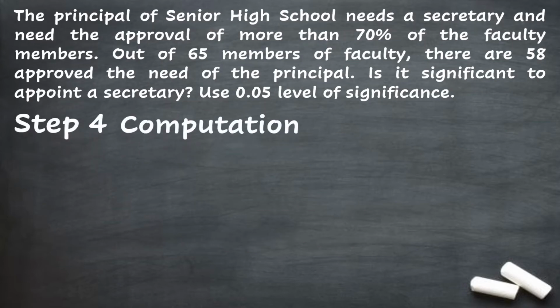Step 4 is the computation. For solving, we have to identify the given values first. So we will start with the sample proportion. For us to get the sample proportion, we have to look for a statement wherein they state proportionality. For this problem, we already identified that the second statement is reflecting a proportionality statement. So this will be the statement that we will use as our basis in getting the sample proportion.